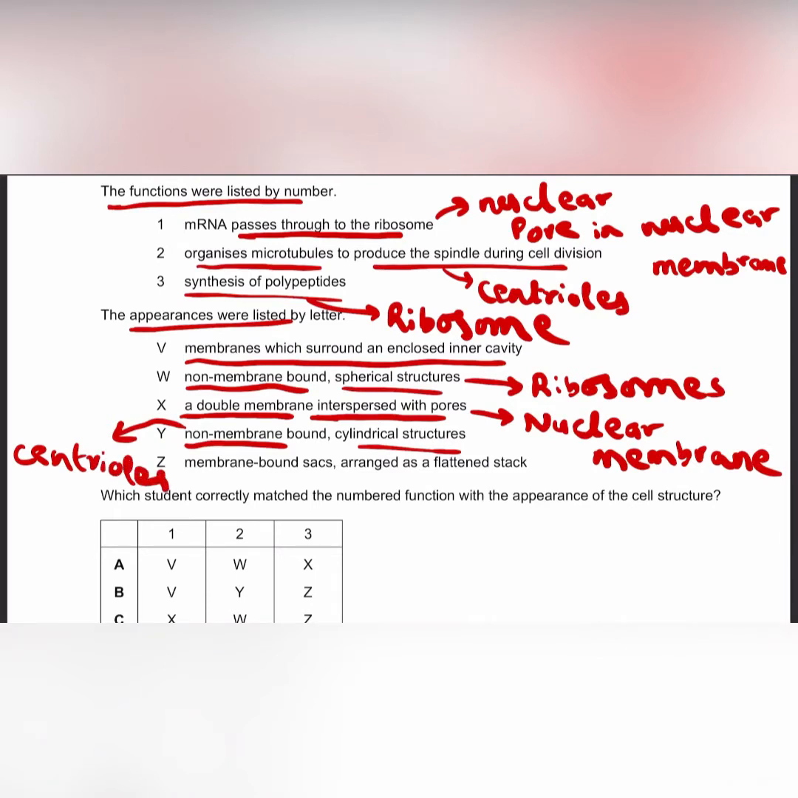Okay. Membrane bound sacs arranged as flattened sac. This could be Golgi apparatus, or this could be endoplasmic reticulum, right? Most probably this is endoplasmic reticulum because these are flattened sacs and they haven't mentioned that they are curved. If they were curved flattened sacs, we could say Golgi apparatus. Most likely this is endoplasmic reticulum, and V states that membranes which surround an enclosed inner cavity. This could be many organelles. This is not specific appearance.